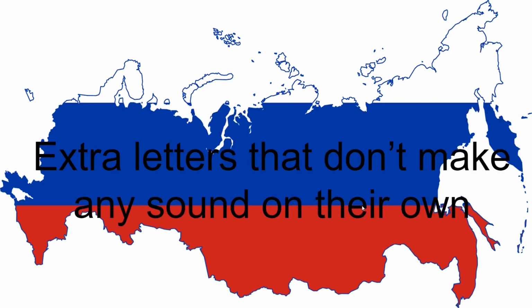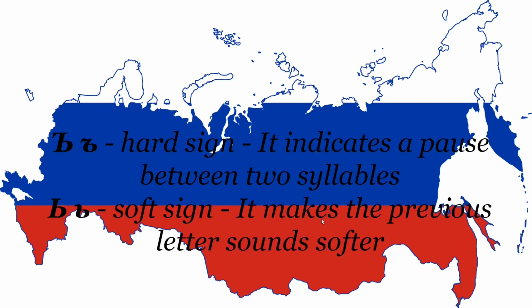And moving on. Extra letters that don't make any sound on their own whatsoever. We have the tvyordy znak and the myagky znak. So the tvyordy znak, which just means hard sign, indicates a pause between 2 syllables, and the myagky znak, the soft sign, makes the previous letter sound softer.